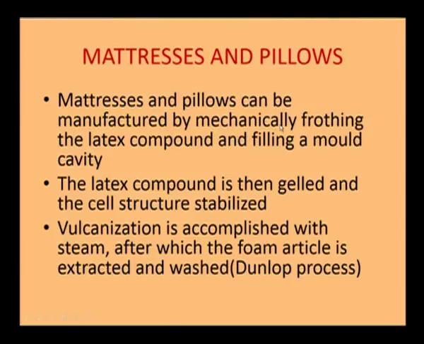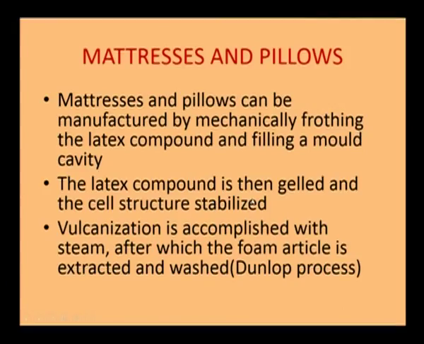Mattresses and pillows can be manufactured by mechanically frothing the latex compound and filling a mold cavity. As the process goes, the same way, you have to take a mold and fill the mold with the latex. The latex compound is then gelled and the cell structure is stabilized. How are you going to stabilize the cell structure? For the cell structure, you will add some other additives, a stabilizing agent to it, so that it will be stabilized till the finished product is reached.